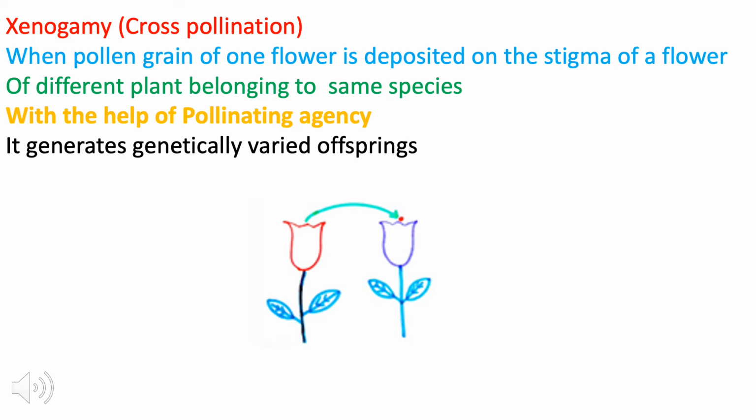Xenogamy, also known as cross-pollination. When the pollen grain of one flower is deposited on the stigma of a flower of a different plant belonging to the same species. So here the pollination takes place from one plant to the other plant, which you can see in the diagram, with the help of a pollinating agency, which we will be studying next. It generates genetically varied offspring. So obviously we see different variations in the offspring. Their appearance, their color may be somewhat different.